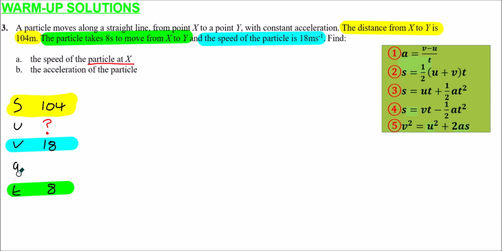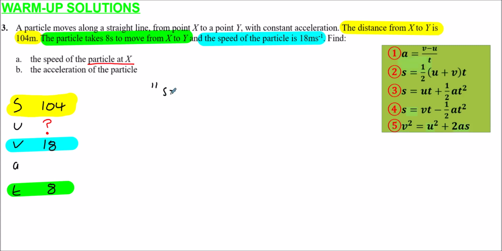So we need one of these SUVAT formulae, which does not involve A, because we're not interested in A. And so the one we can use here, which doesn't depend on A, is SUVAT equation 2. S equals a half, brackets U plus V, times T. So let's use this one.